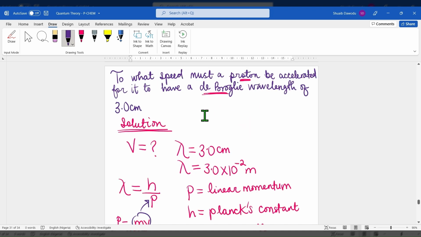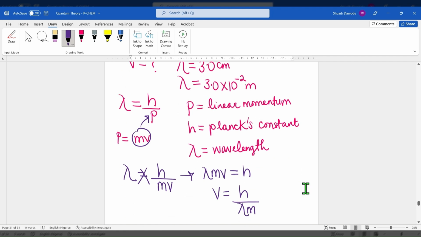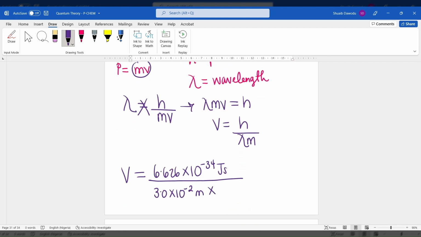So as you can see, they did not give us the mass of the proton in the question. But if you've done general chemistry, introduction to chemistry or high school chemistry, you would learn the mass of the proton. The mass of the proton is the value 1.67. You can always Google it as well, or you can check the back of the Atkins Physical Chemistry 11th edition textbook. It's there.